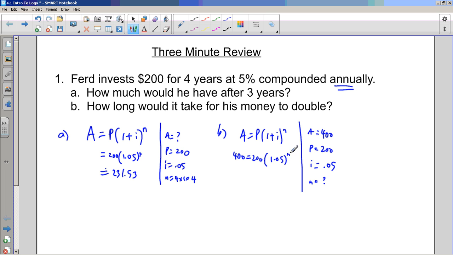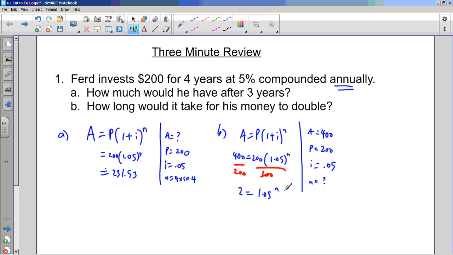How do I get the n alone? Well, I'm going to try some operations. Divide both sides by 200. That cancels, and I'm left with 2 equals 1.05 to the n. And how do we get the n alone?